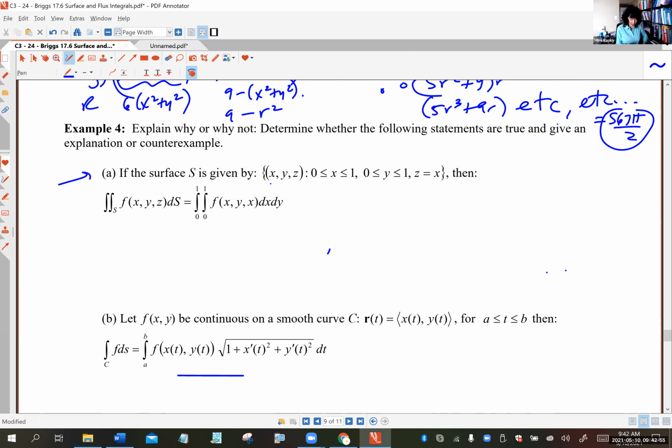If the surface S is given by all ordered triples x, y, z, such that x lies between 0 and 1, y lies between 0 and 1, and z is equal to x, then this scalar surface integral, and here's the density function, f(x, y, z), can be rewritten as a regular double integral that looks like that. And they did replace the z like they were supposed to, which is good because z got replaced with x. So far, so good. Does this look like it's true or not? True.